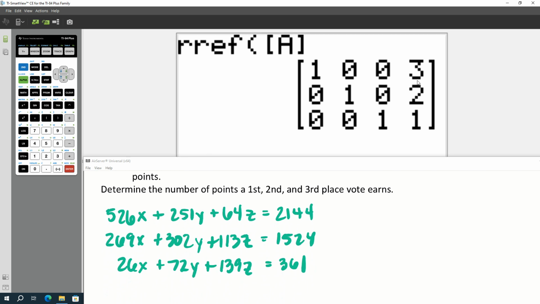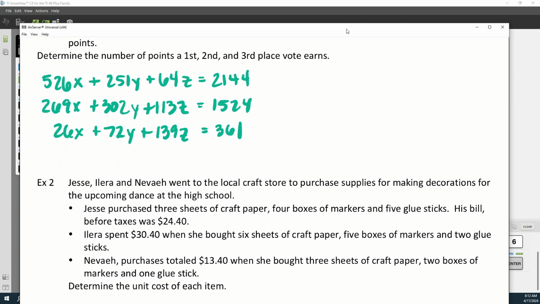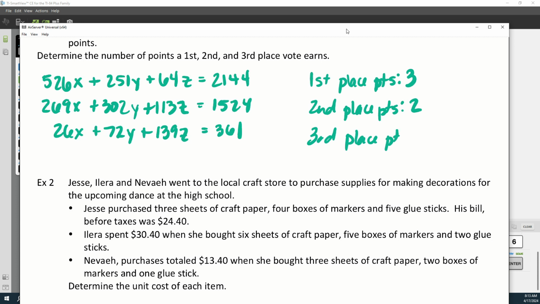All right, so what this means is X is 3. X was the number of points for the first place vote, so that's 3 points. Y was the number of points for a second place vote, which is 2 points, and 1 is the number of points for the third place vote.